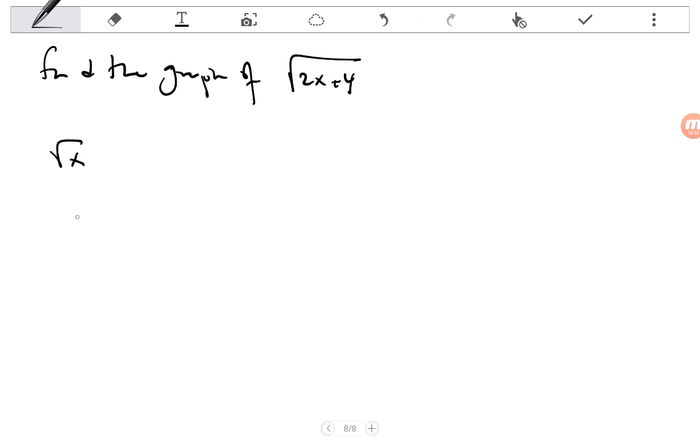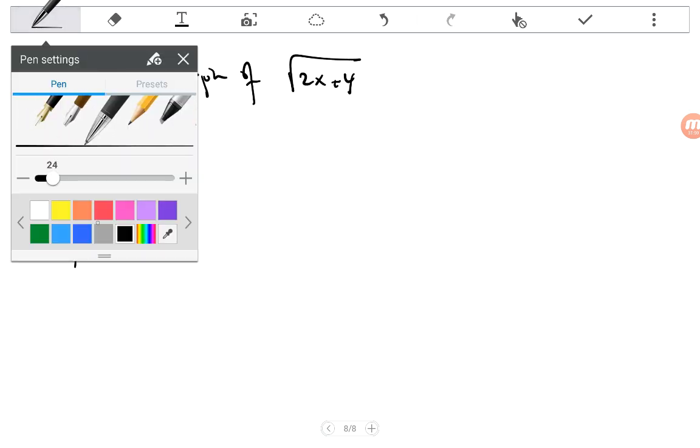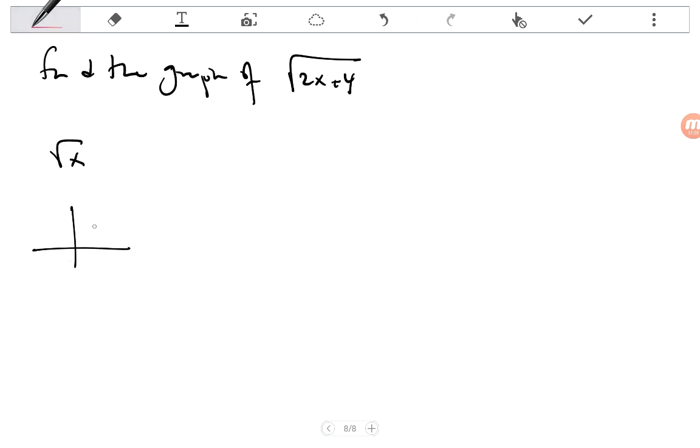I will start with root x. I know the graph of root x. Do you remember the graph of root x? Yes, it is like this. Now it is obvious here that I have two operations: a scaling, which is obvious from multiplying the x by 2, and there is also a shift for the plus 4. Okay?